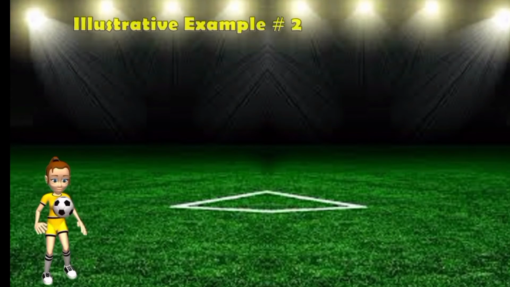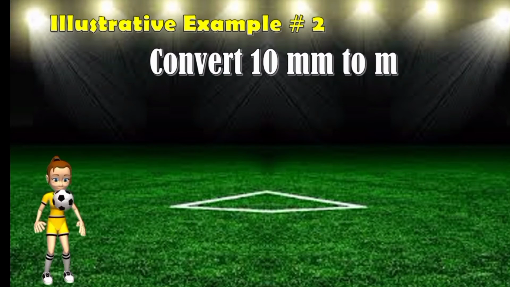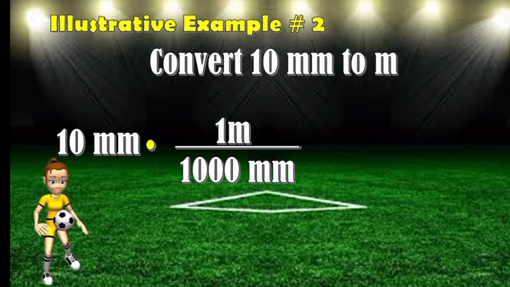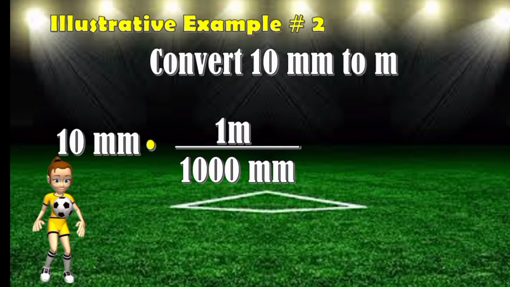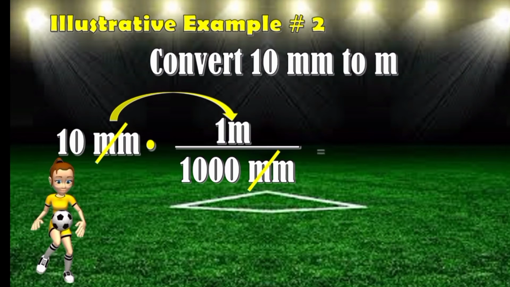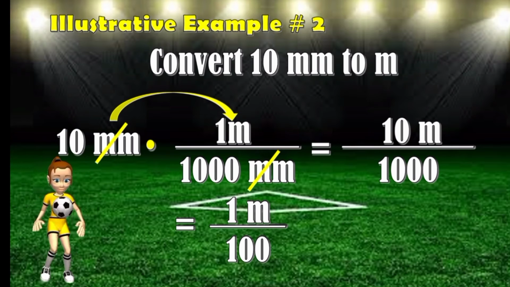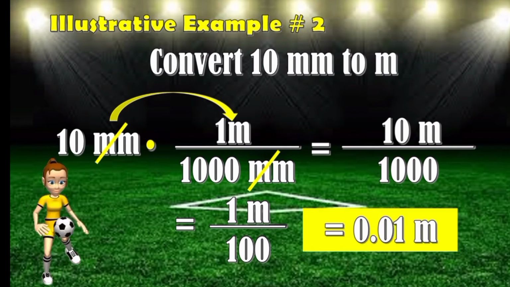Now we have example number 2. Let's convert 10 millimeters to meters. We have 10 millimeters multiplied by the factor 1 meter over 1000 millimeters. We can cancel out the common factor, which is millimeter. Then we will multiply 10 by 1 meter over 1000. We have 10 meters over 1000. Reducing it to lowest terms, we have 1 meter over 100. So our final answer is 0.01 meter.